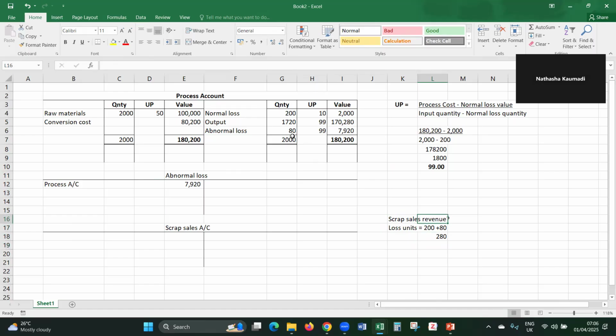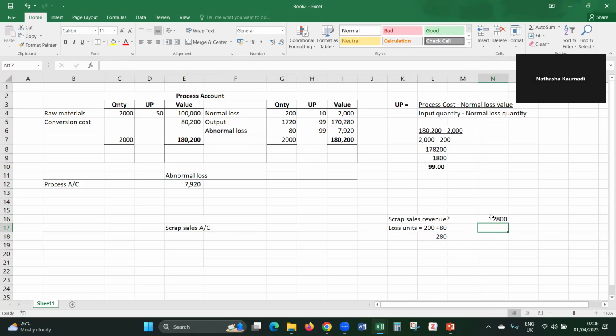Then what is your scrap sales revenue? What is the income you can earn by selling these loss units? You can sell at a price of 10. So normal loss units at 10 rupees as well as your abnormal loss units in kilograms at 10 rupees. Both loss units you can sell, right? That's the meaning. Both loss units, not only normal losses. So you can sell your normal loss 200 plus 80 abnormal losses, altogether 280 kilograms. What is your scrap sales revenue? 280 kilograms multiplied by 10 rupees, 2,800 rupees. That is your scrap sales revenue.